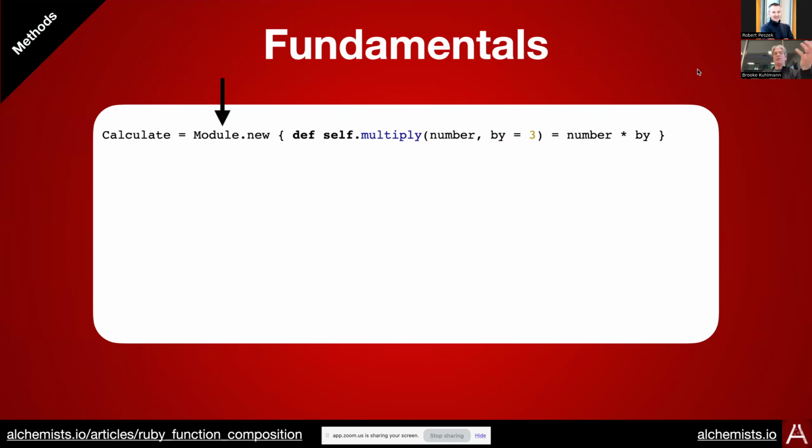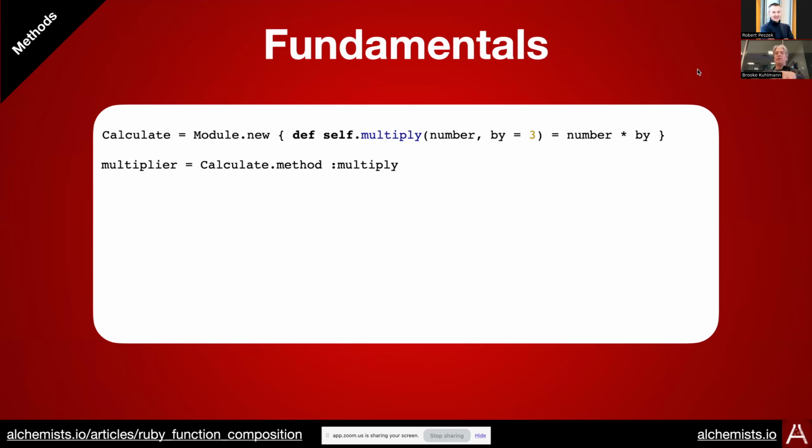So if we move on and we look at methods now, what I'm doing here is I'm taking a module. I'm just making an anonymous module, and then I'm assigning it to a constant here, calculate. And then inside there, I'm defining a class method here called multiply. And you'll notice that it's multiplied by 3, same defaults that I had for the procs and lambdas.